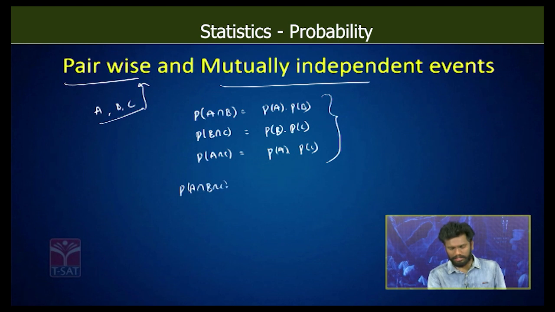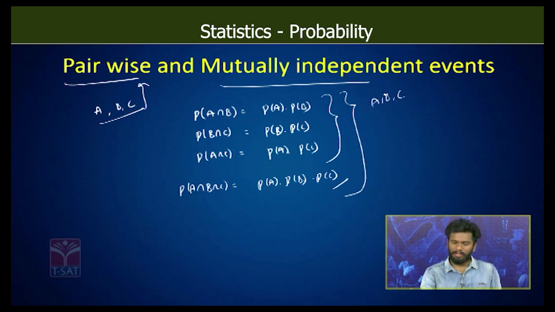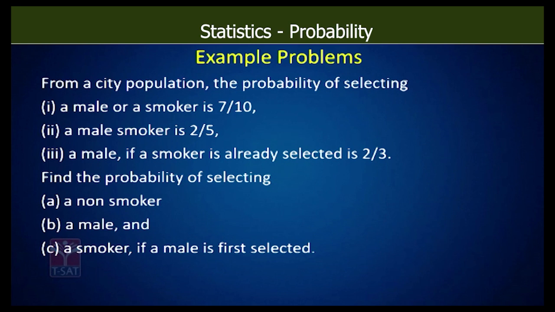A intersection B intersection C is equal to probability of A into probability of B into probability of C. So along with these three statements, if the fourth statement also follows, then we can say that all these A, B, C are mutually independent events. If only the first three conditions are satisfied, that is pairwise independent. So if the fourth condition is also satisfied along with the first three conditions, then we can call A, B, C mutually independent events. Okay, let's see an example.